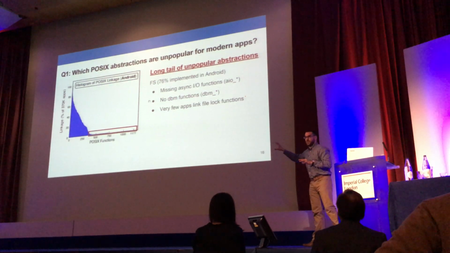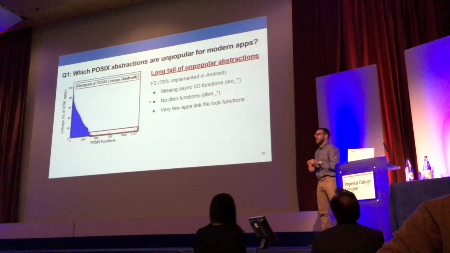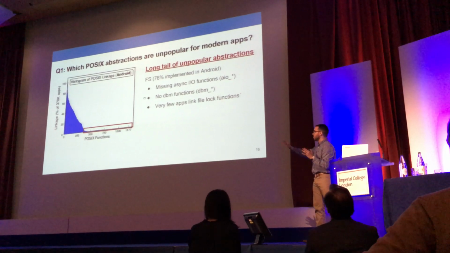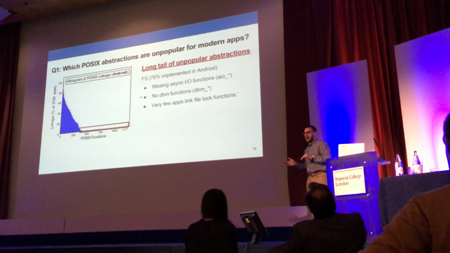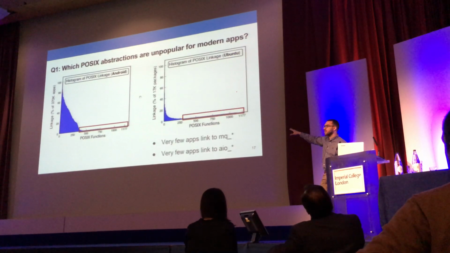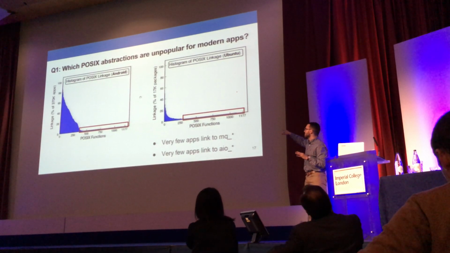So the takeaway from this graph is that although POSIX defines a plethora of APIs, there is a huge tail of unused abstractions, and that's already alarming. And we were interested in asking the same question in the context of Ubuntu packages. Again, the same graph shows you exactly the same information.